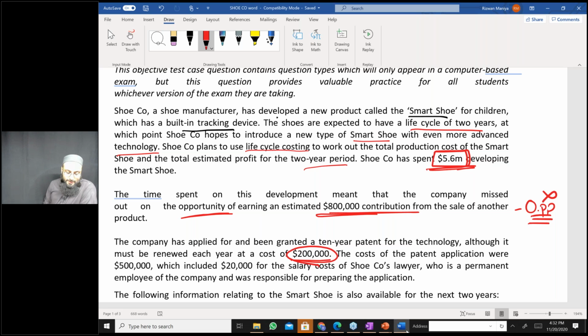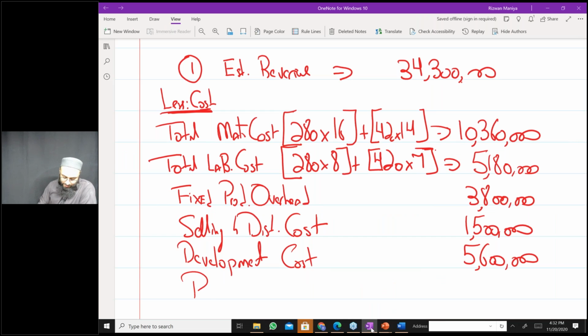Okay. So the answer is yes, we should take this patent cost. Now, 200,000 per year. So should I multiply this with 10 or 2? Obviously 2, because the product life is of 2 years.